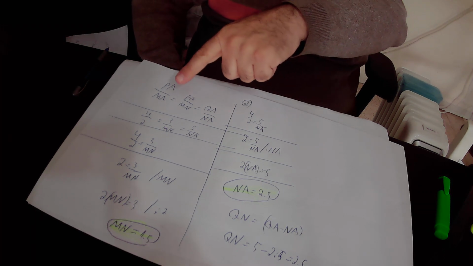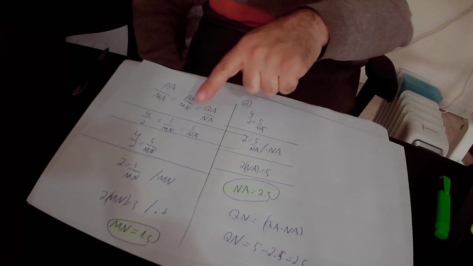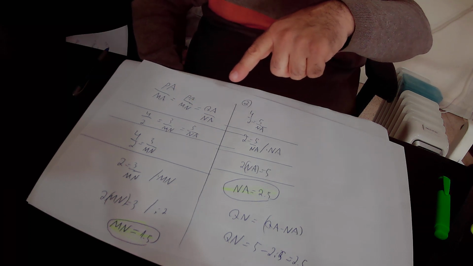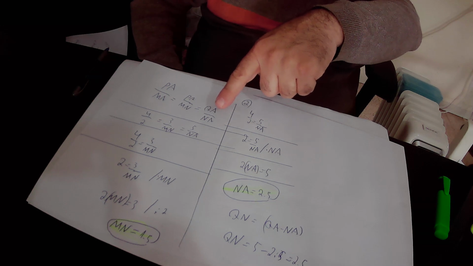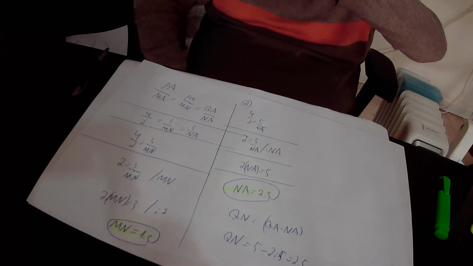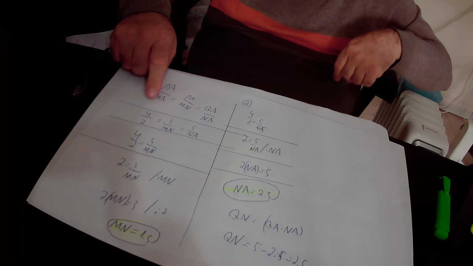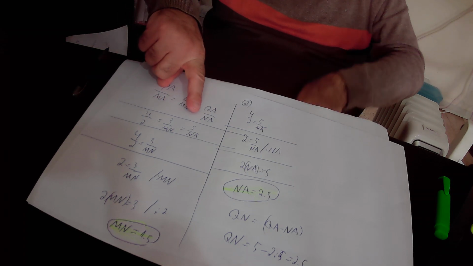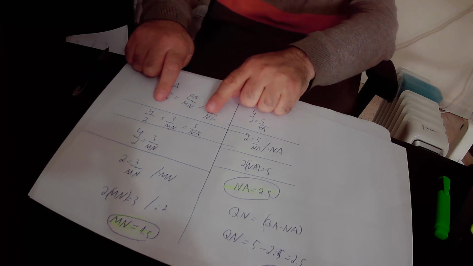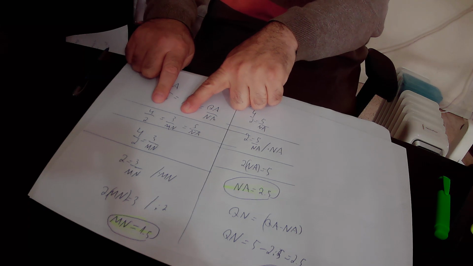PA is 4, MA is 2, PQ is 3, MN is unknown, QA is 5, and AN is unknown. So we should have found out that 4 over 2 equals 3 over MN equals 5 over AN. From this equation we will derive that 4 over 2 equals 3 over MN.